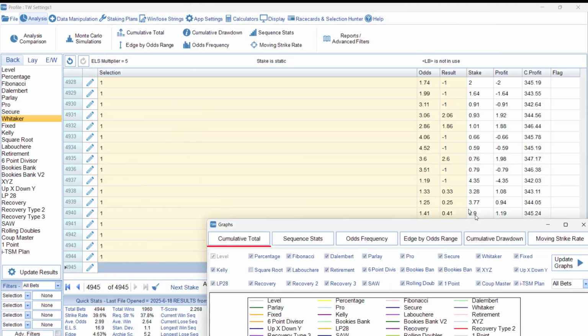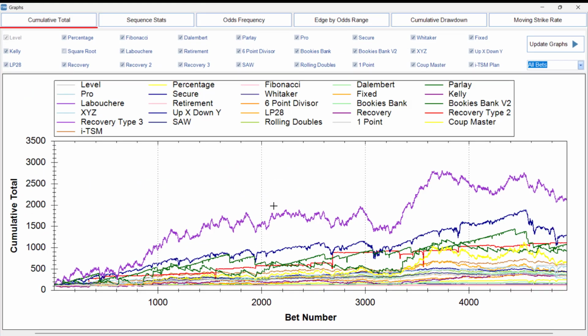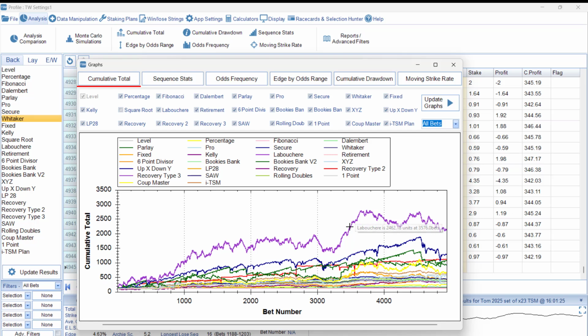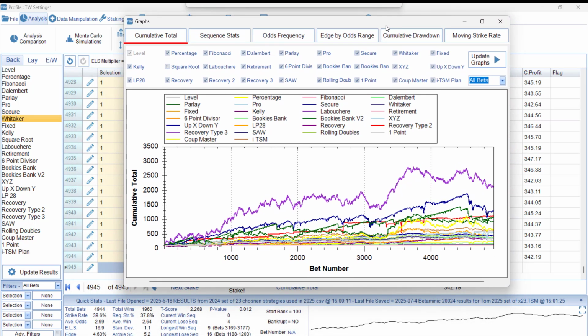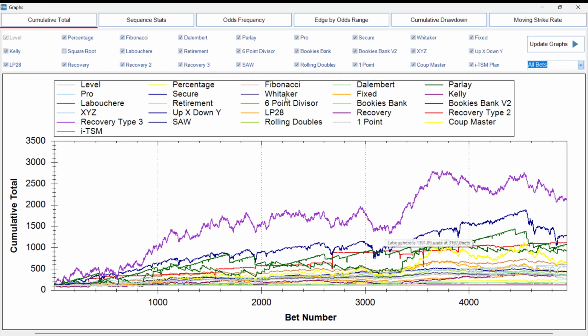And the staking plan software is just really amazing because after you've imported your data, you can just straight away see how all the different staking plans affect it. So for example, this is a set of data from 2024, has 4,900 bets in it, about 5,000 bets worth of data. And instantly I can see in a graph format how different staking systems have progressed along the way.